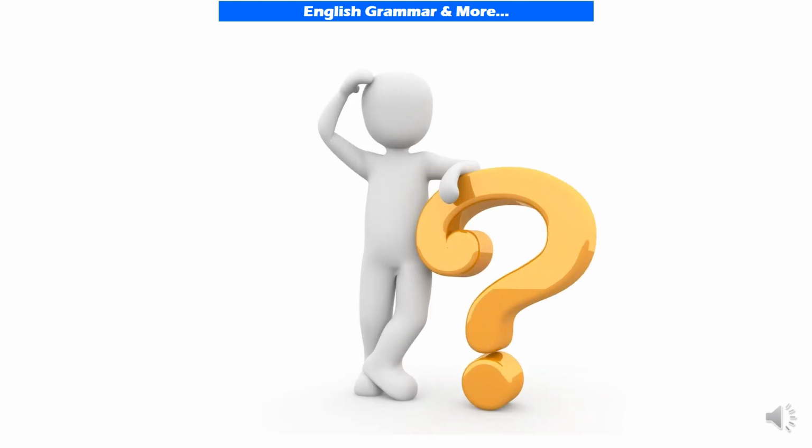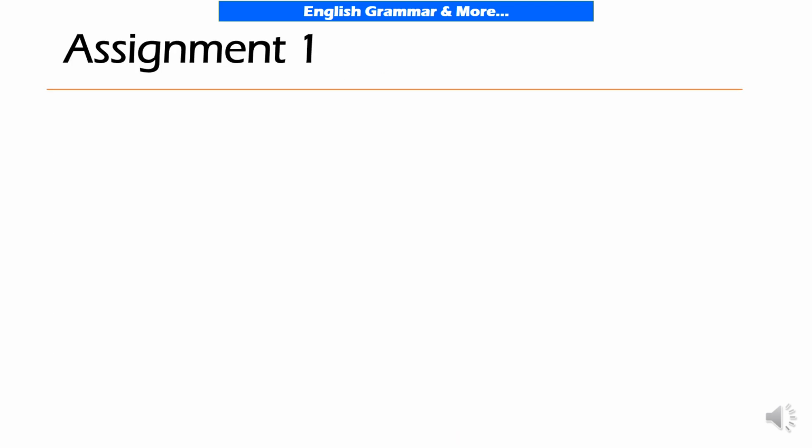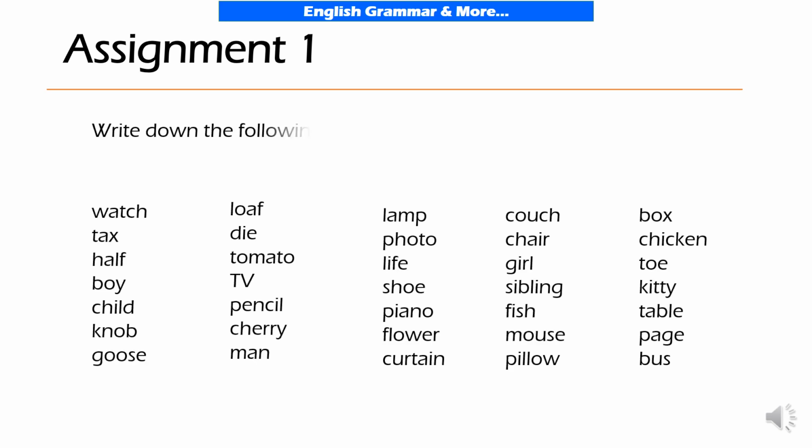Practice time. For the first assignment, what you need to do is to write down the nouns that you see on the screen in the plural form. You have 30 seconds to complete this task. After 30 seconds, I'll show the correct answers so that you can cross-check.